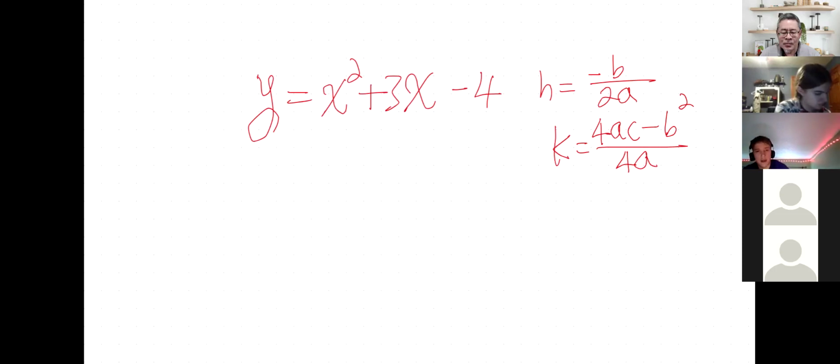Are we supposed to solve for h and k as well? Yep. Find the vertex and find the h and k as well? Yep. So we get the function. Now we're going to use the vertex formula.